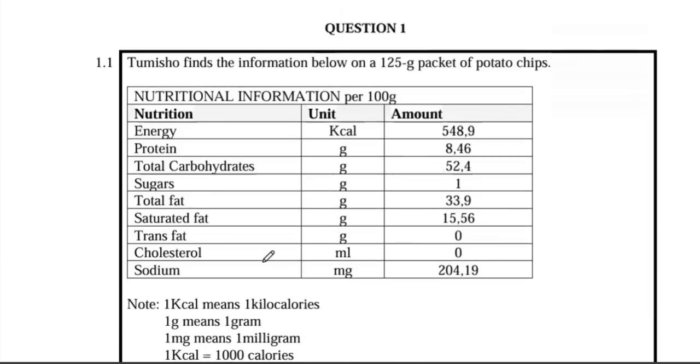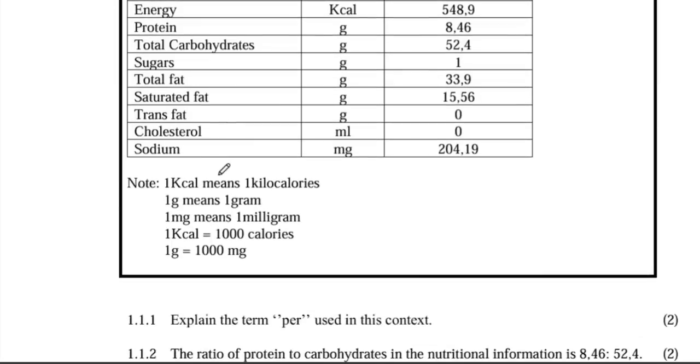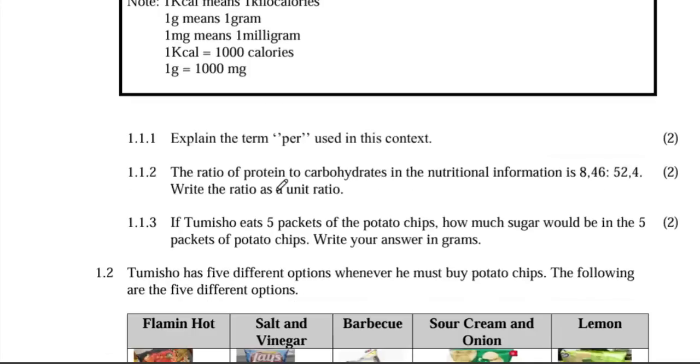Question 1. Tomiso finds the information below on a 125-gram packet of potato chips. That's the information that we have. Okay. Explain the term per. The term per simply means for each.